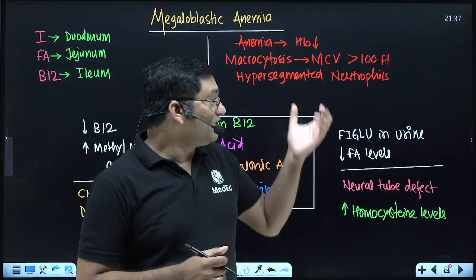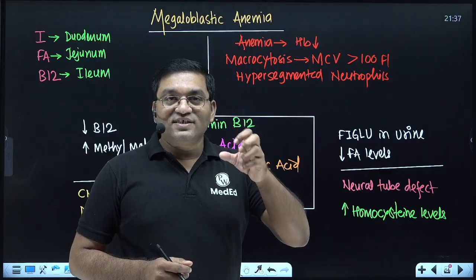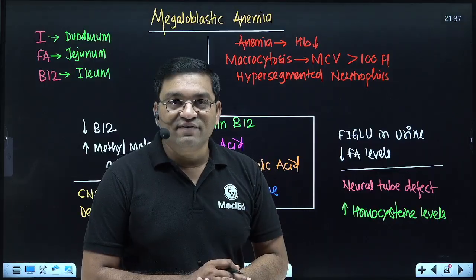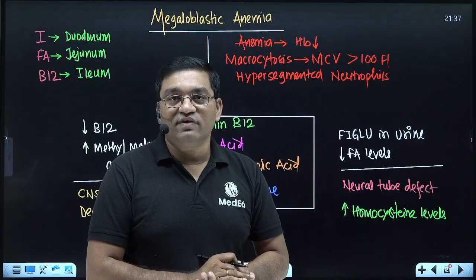Nucleotide synthesis is required. So cell division is arrested in the S phase of the cell cycle, and the cell grows continuously without cell division. So macrocytosis will be there.